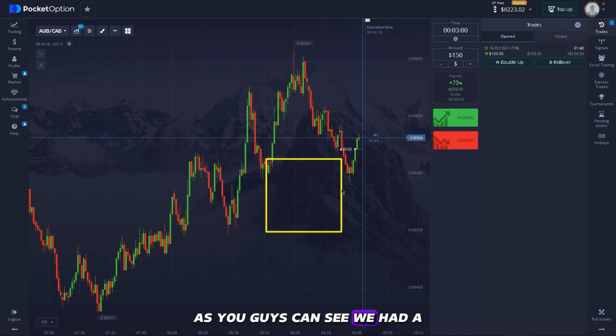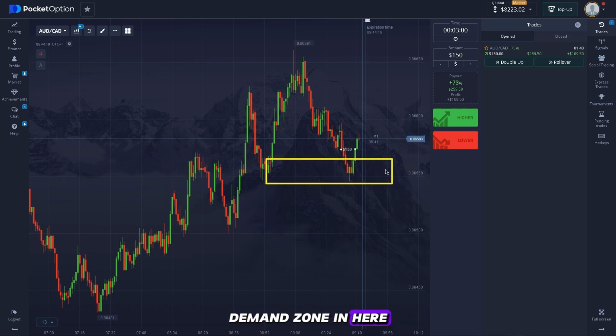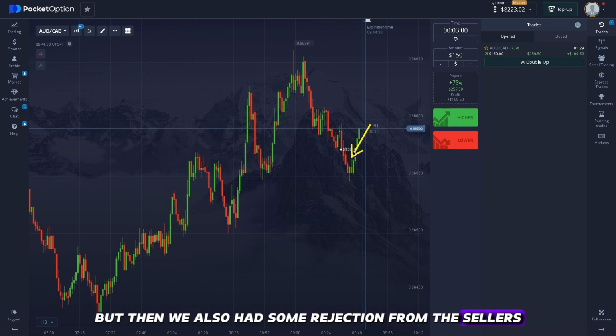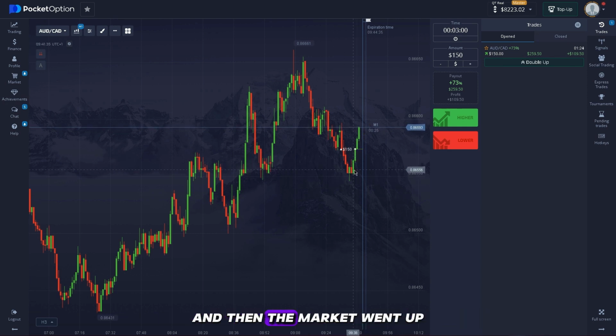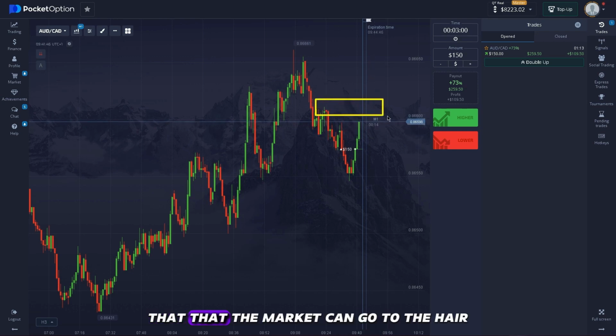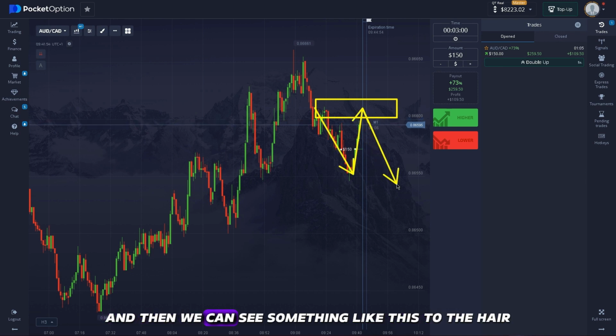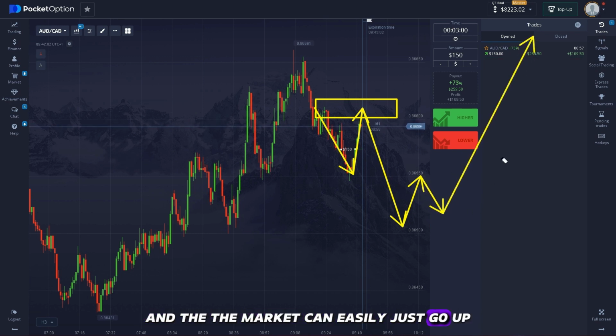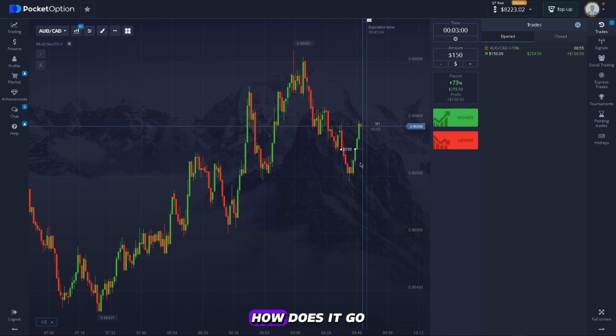As you guys can see, we had a demand zone in here, and then the price came to this zone, and then we saw some rejections, but then we also had some rejections from the sellers, but then the sellers lost, and then the market went up, and we had great momentum candles, and I just went with the flow. And as you guys can see, we are going pretty decent. I personally think that the market can go till here, and then we can see something like this till here, and then the market can easily just go up. So we will just wait and see how it goes.